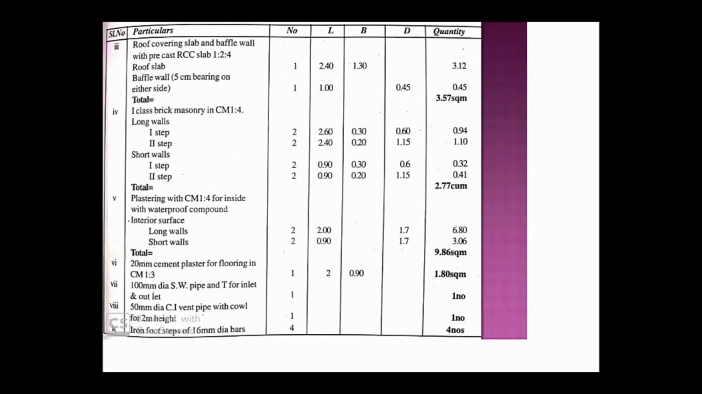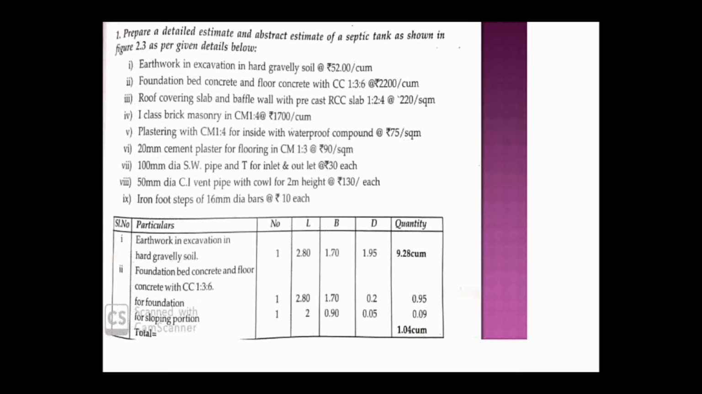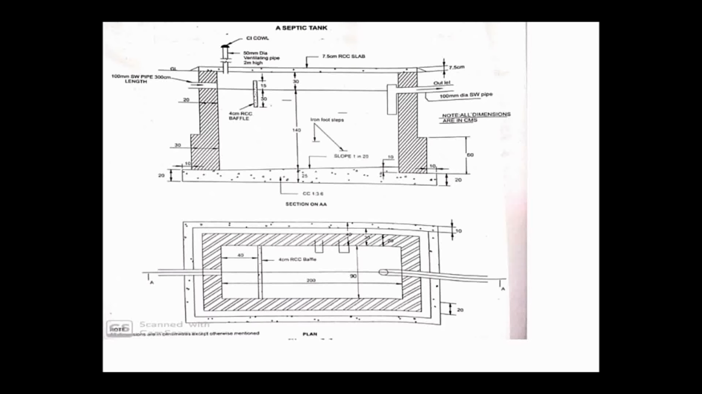For the first step, if I consider length, how much have they taken? 2.6, breadth 0.3, whatever thickness they had given for the particular wall, that is our breadth. And then depth we have to consider, I'll tell you how to do it. And length I have to consider, right? 2.6 they had given. That means what?